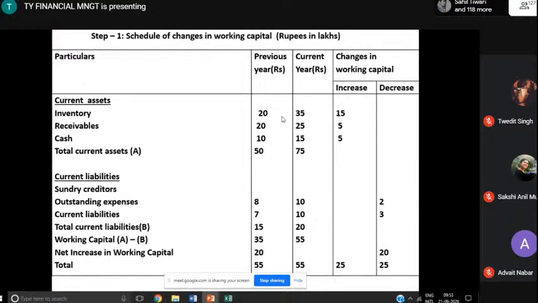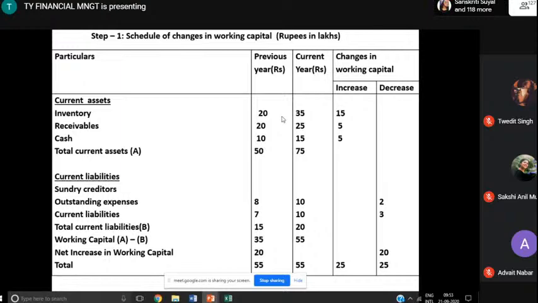Okay, those who are sleeping there, just a reminder, there is nothing as current liabilities. I read out sundry creditors, outstanding expenses, straight away it will come to total current liabilities. Okay, done? Say yes, no? No, sir, 5 minutes. Okay, 5 minutes. Check each and every item.